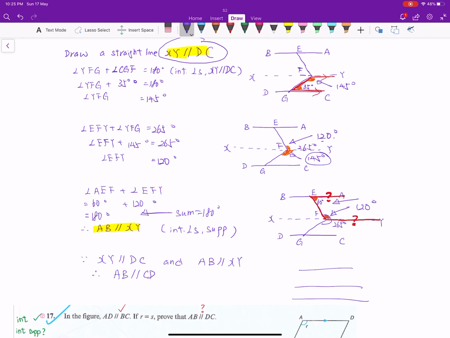Okay, let's be more detailed. If we draw XY parallel to DC, and we can prove that AB is parallel to XY, okay? So we can say that these three straight lines are all parallel to each other, okay? So the first one, of course, is parallel to the third one, so that AB is parallel to CD, okay?